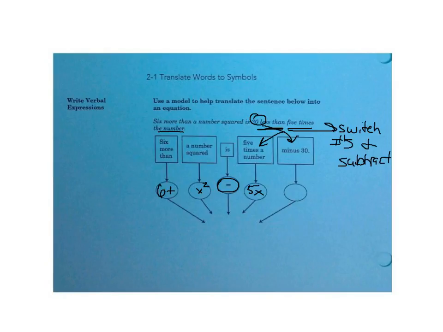Now make sure you're using the same variable unless they tell you otherwise. And then minus 30, just like it sounds. So now putting it all together, I get 6 plus x squared equals 5x minus 30. Okay? So breaking down your sentences into different parts or portions makes it easier to decipher the actual meaning or what the equation would look like in the end.